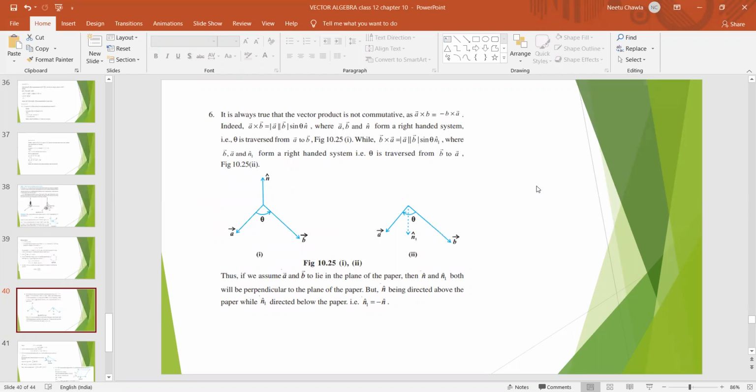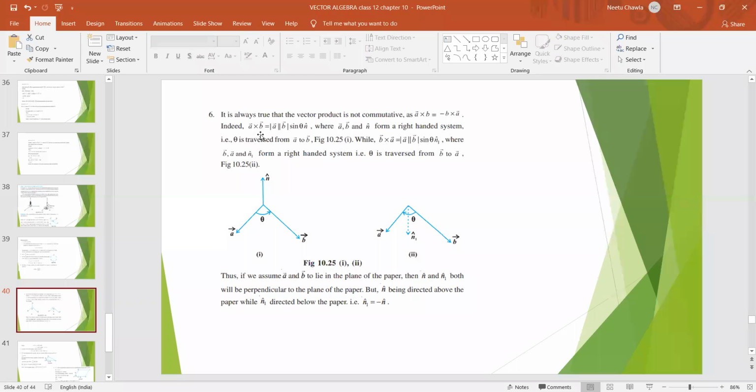Sixth is, it is always true that the vector product is not commutative. But in the scalar product we already know that it was proved to be commutative, because we were just multiplying the coefficients of i, j and k with the coefficients of i, j and k of the other vector. So that was commutative. Now here, this is not commutative. A cross b will be equal to minus b vector cross a vector.